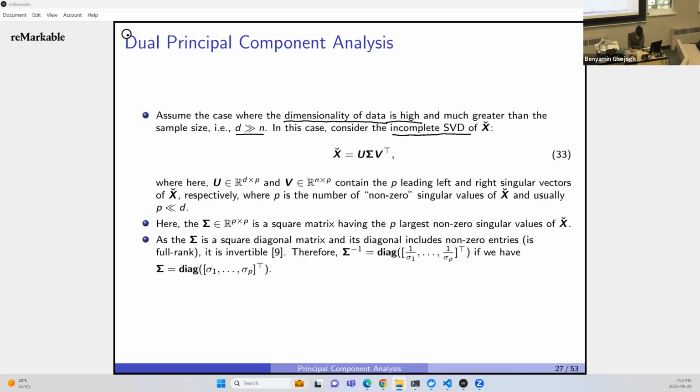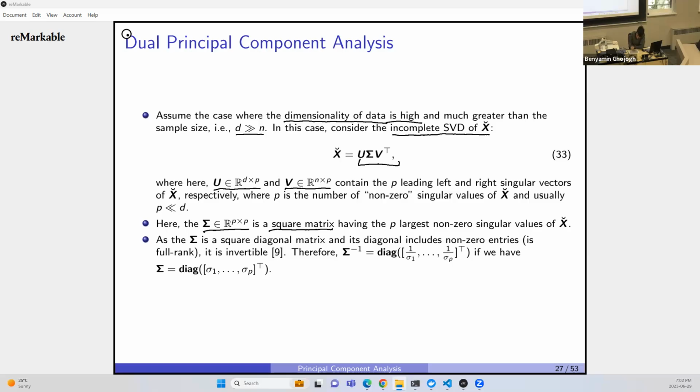In this case, consider the incomplete SVD of X hat. What was X hat? The centered data. So we have X hat, and its singular value decomposition is U sigma V transpose. So U is D by P, V is N by P, and sigma is P by P. So sigma is a square matrix here. Why? Because we are considering the incomplete SVD of X hat.